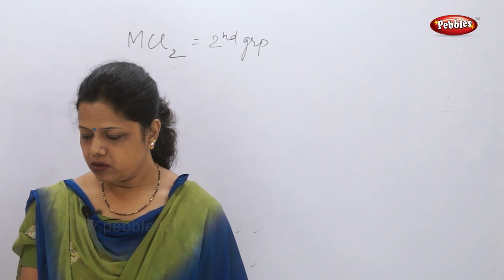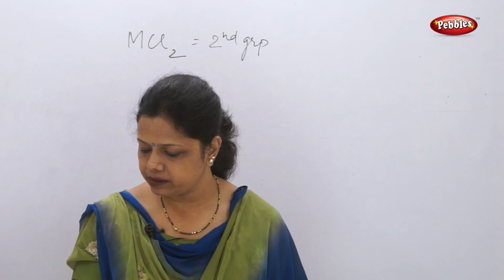Question number 3. What are the demerits of Mendeleev's periodic table?